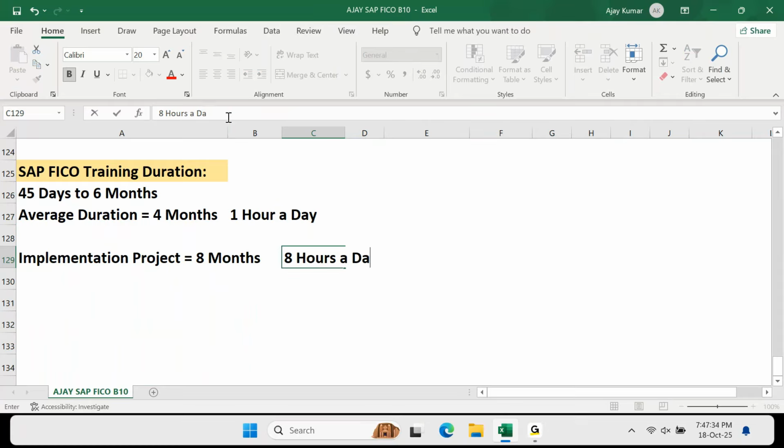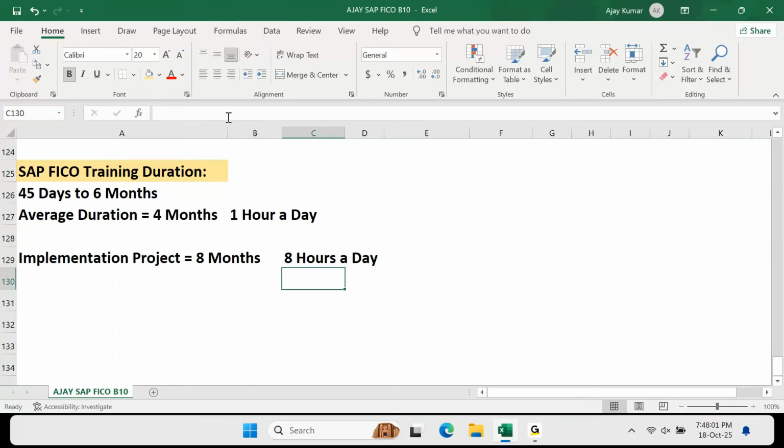8 hours a day. There is a difference or not? Small difference, or nowhere there is a comparison? Yes, a lot of difference. There is a big difference, right? 8 months, 8 hours a day in a project from a FICO consultant, and from a trainee, 4 months, 1 hour a day. Simple.